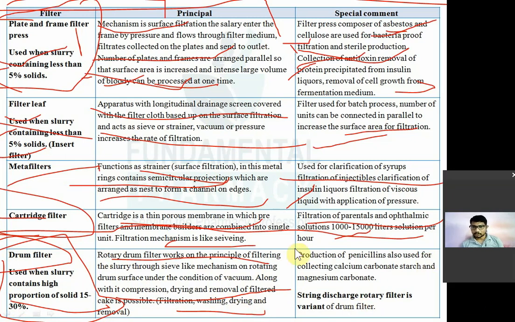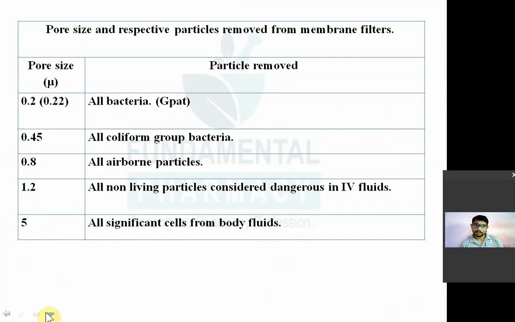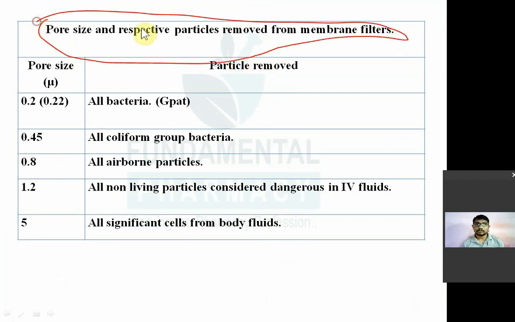So 0.22 micron and 0.2 micron. Okay, remember here: a membrane filter having pore size of 0.22 micron or 0.2 micron that can remove all the forms of bacteria, the viable forms of bacteria. Which filter can remove bacterial cells? This filter. Membrane filter having pore size of 0.2 or 0.22 micron that can remove all bacteria.